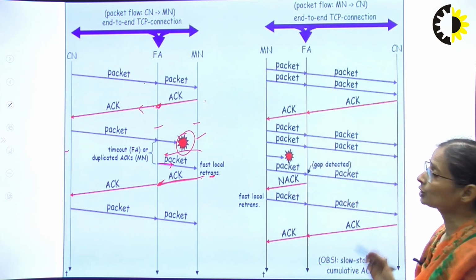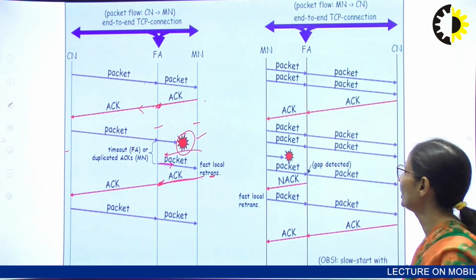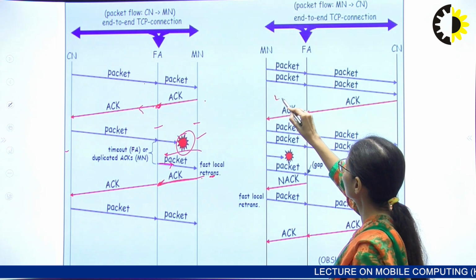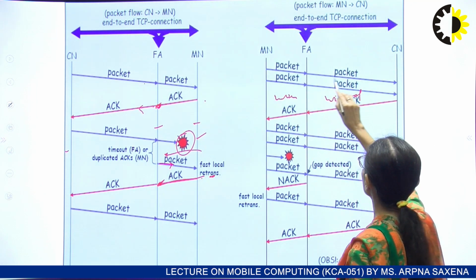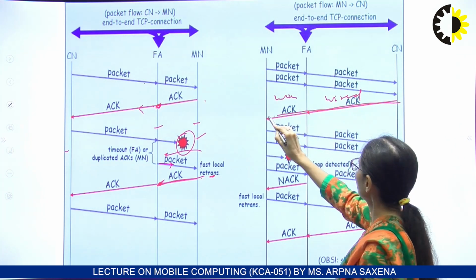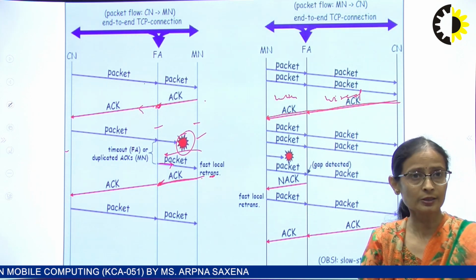Now, when the communication is from mobile node to CN, what is happening here? Now the wireless connection is here, and here is your wired connection. Here we are sending the packet. The CN is sending the acknowledgement, which is being received by the MN. FA is only listening to this packet.